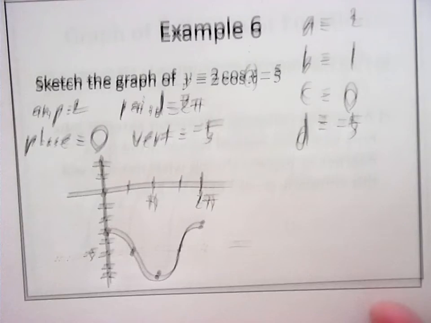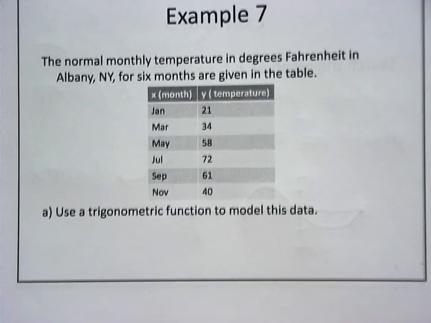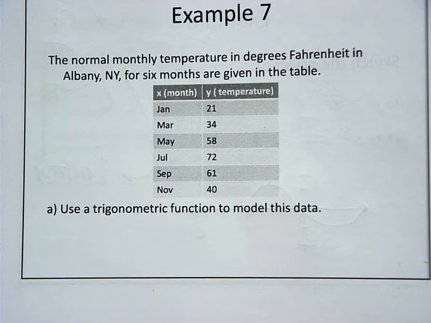Okay, now you do get some that are a little more abstract and require a little bit more thought. For this one, normal monthly temperature in degrees Fahrenheit for Albany, New York for 6 months are given on the table. Use a trig function to model this data. You've got to get a little bit creative with this, because what trig function would you use for this?